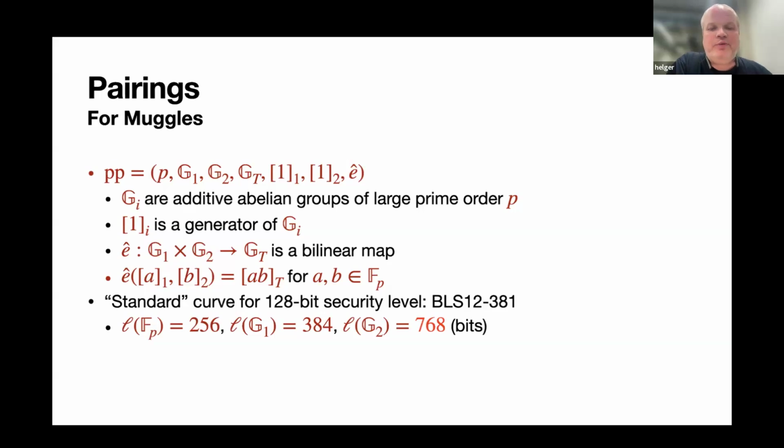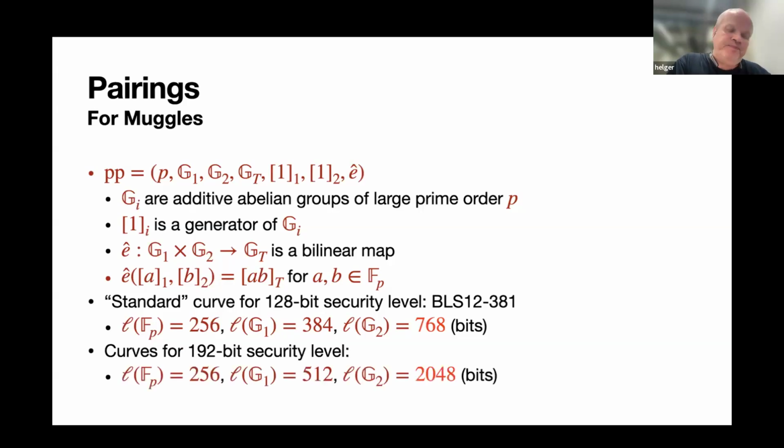This gets even worse in the higher security levels. So for example, if you go to 192-bit security level, then the field elements still have the same length, but the length of G1 elements has increased, and the G2 elements are 4 times longer than G1 elements.